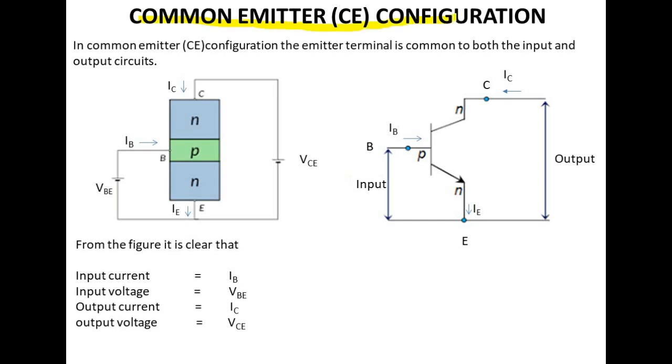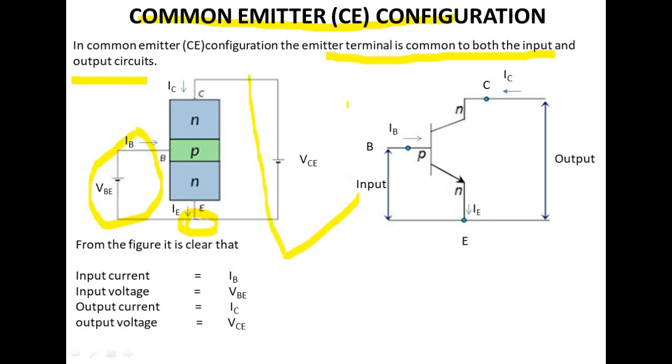Common emitter configuration. In common emitter configuration, the emitter terminal is common to both the input and output circuits. Here we see in this figure that the emitter is common to the input terminal and also the output terminal. That is why it is called the common emitter configuration.